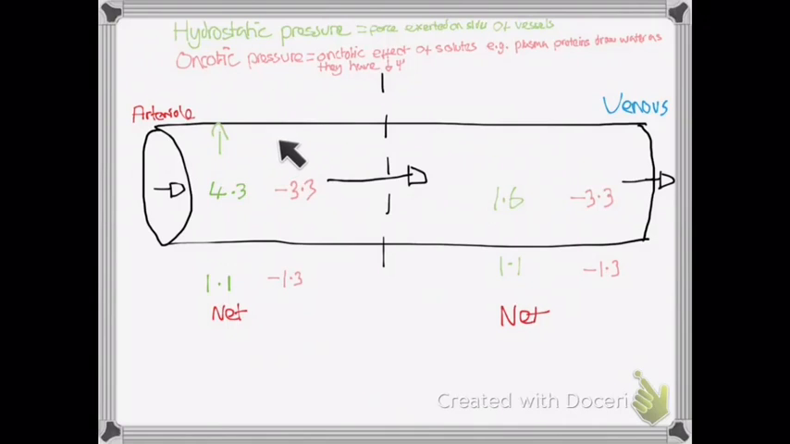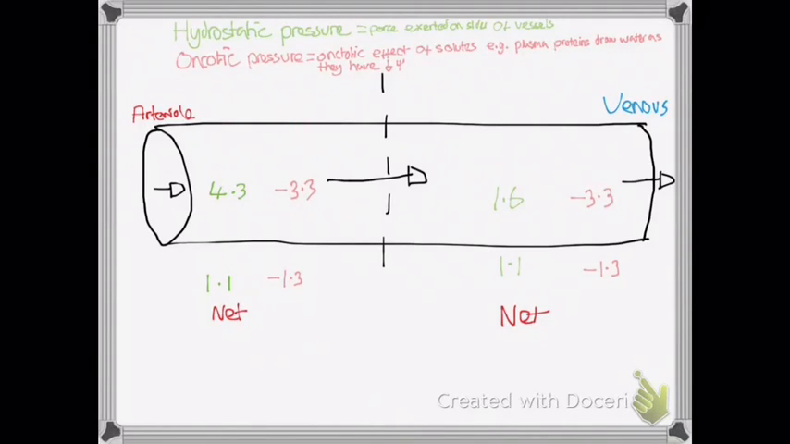Oncotic pressure is pressure created by the osmotic effect of solutes. And as we've written here, just to put this in perspective for you, plasma proteins draw in water as they cause the blood to have a low water potential. So hydrostatic pressure is always pushing outwards. Oncotic pressure is the drawing in of water by these plasma proteins. They want to draw in tissue fluid back into the blood. Okay, let's get rid of those two arrows just for now.